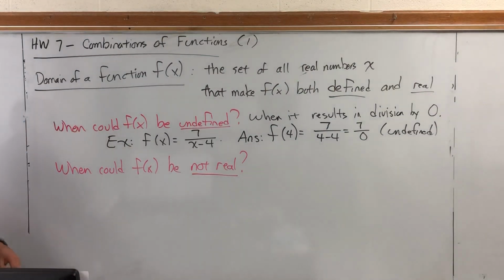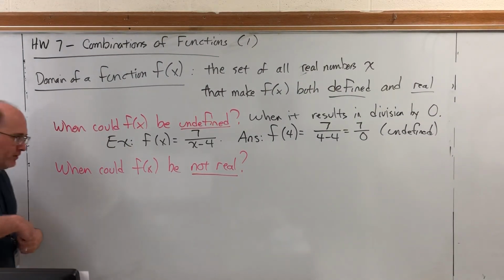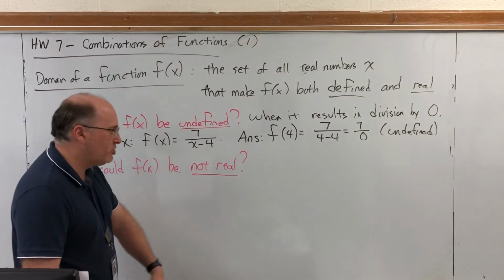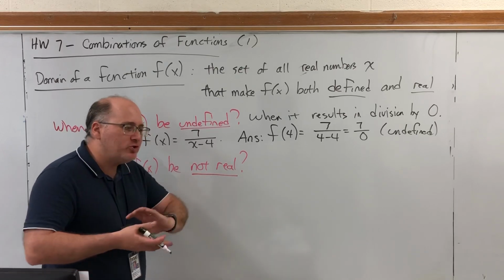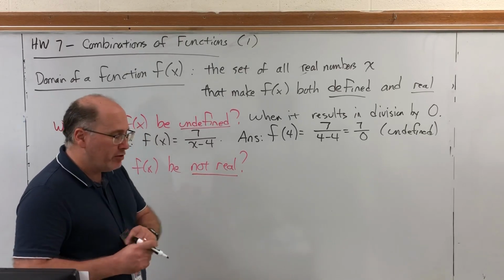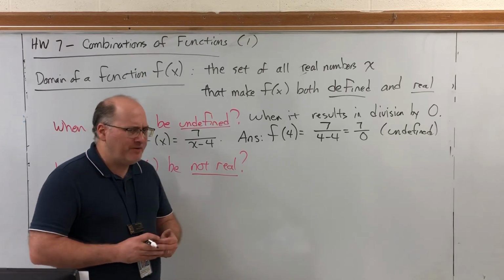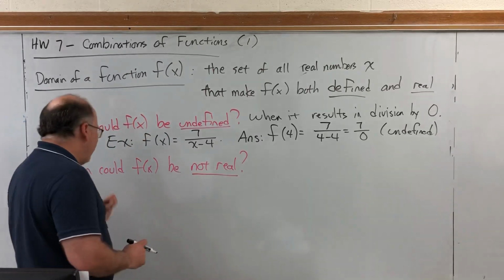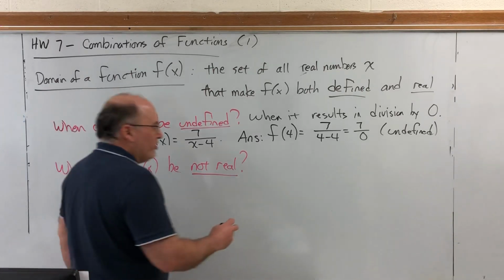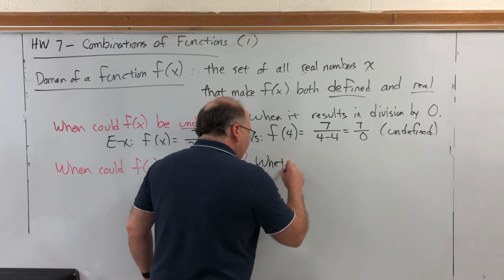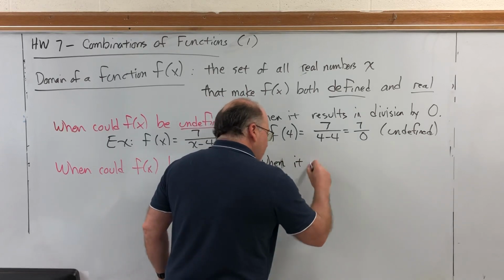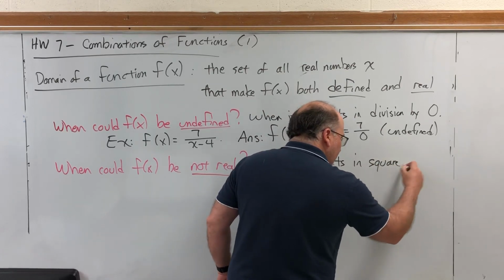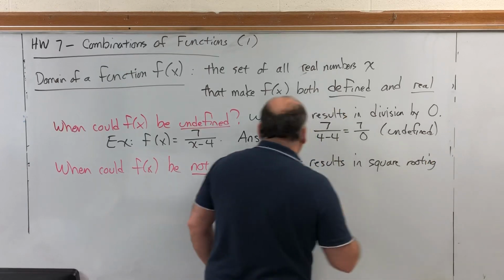But when can a function be not real? And what do we mean by not real? Well, the very first thing we did in this class was discuss imaginary numbers and complex numbers. And you may recall that those arise when you attempt to take the square root of a negative number. There are actually other things that can happen to make complex numbers arise, but that's the only one that we're going to focus on. So the answer to when could f of x be not real is when it results in square rooting a negative number.